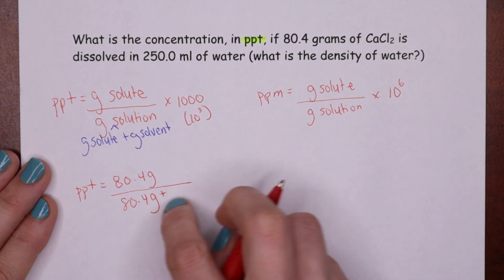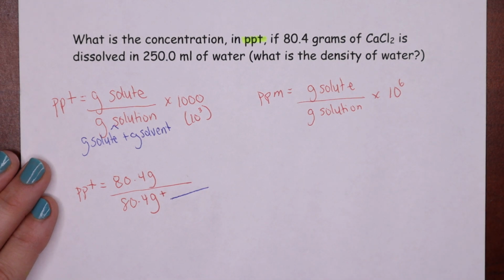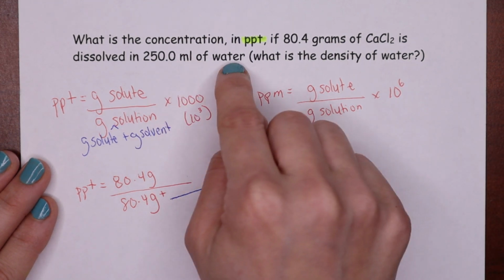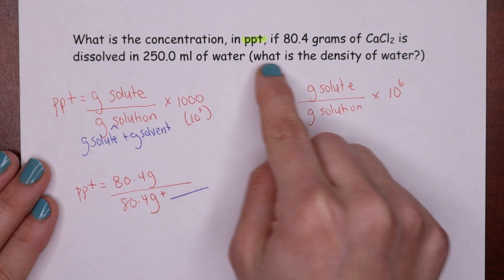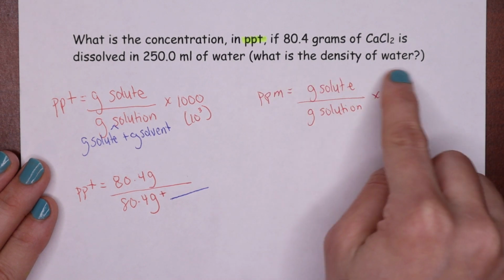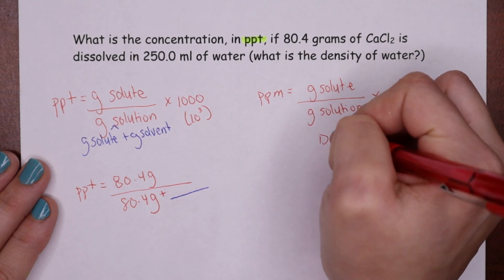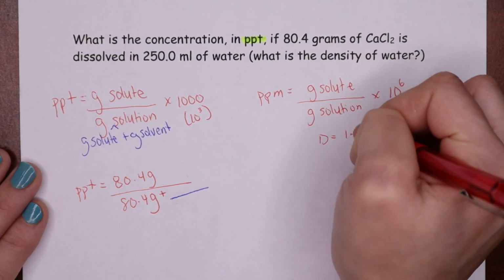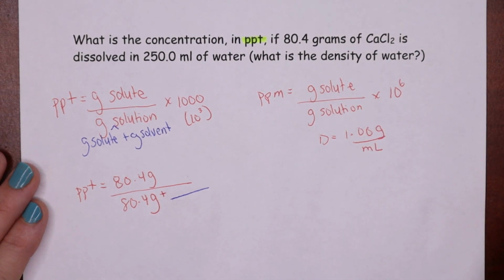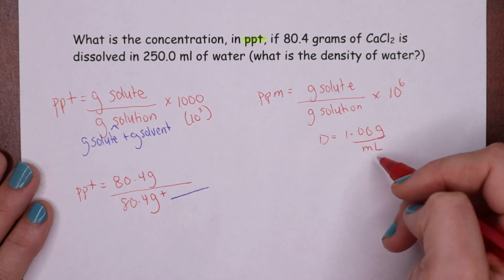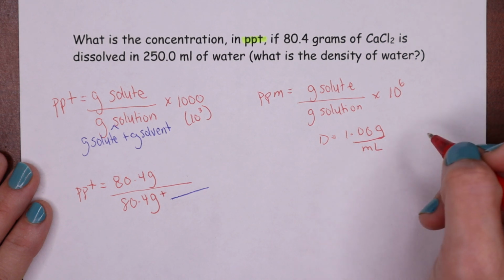But as you can see, we're missing the grams of solvent. They're telling us the milliliters of the solvent. So how can we go ahead and figure out the grams? This is a hint right here, right? When it says, what is the density of the water? That's a hint. So the density of water is 1 gram per milliliter, okay? So since we know this, then you can go ahead and solve for the grams.